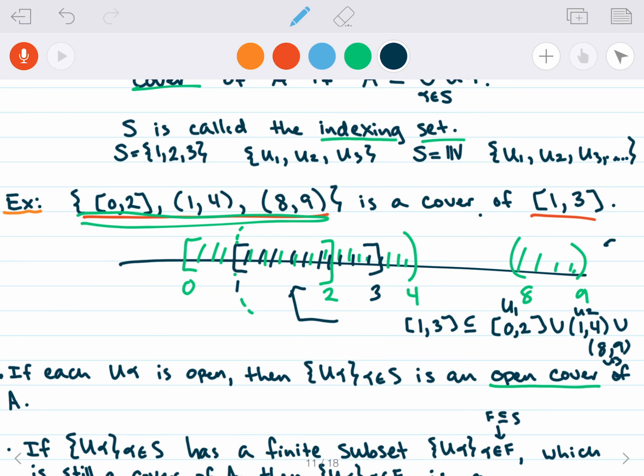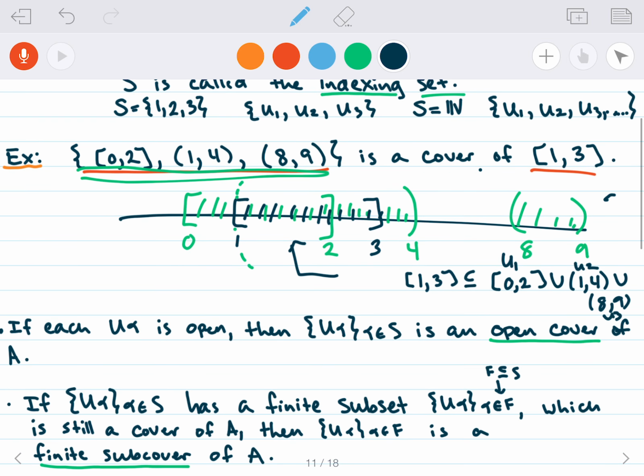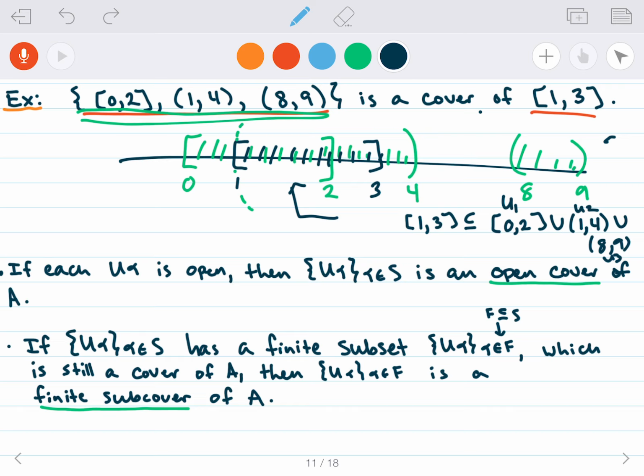So another part of the definition, 5.4, is open cover. So this was a cover, but it wasn't an open cover, because for an open cover, all of the sets in the cover have to be open. But here, this is a closed set. So an open cover means that each of these sets is open.